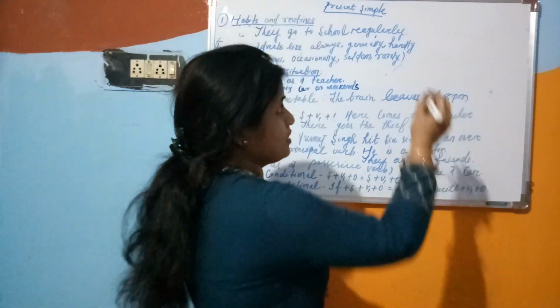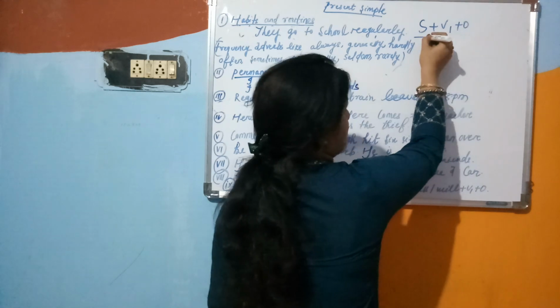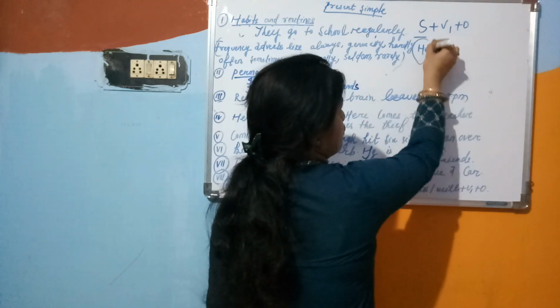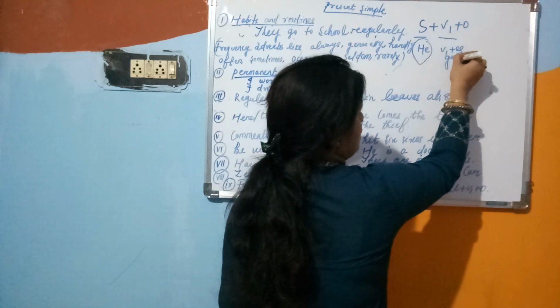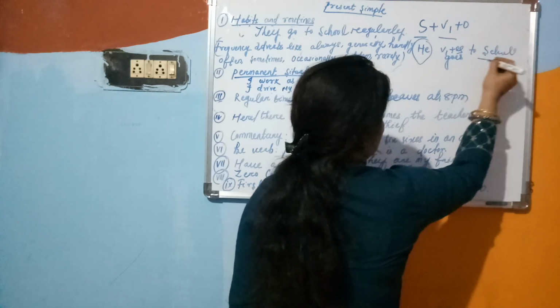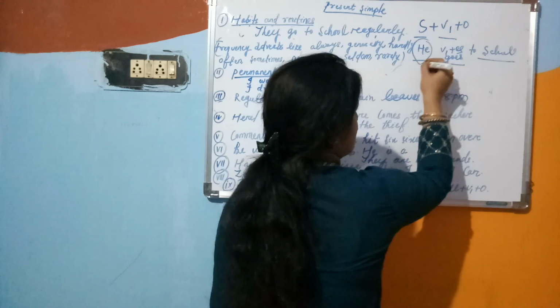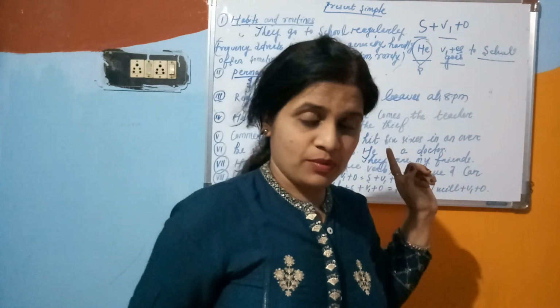The rule of the simple present tense is subject plus verb 1, where verb 1 is the present form of the verb. Suppose he is the subject: go, verb 1 plus es, this goes. He goes to school. This is called the subject, this is the verb 1 plus es, and this is the object. So this is the first rule of simple present tense.